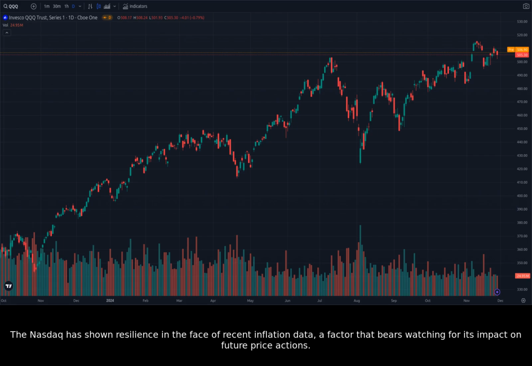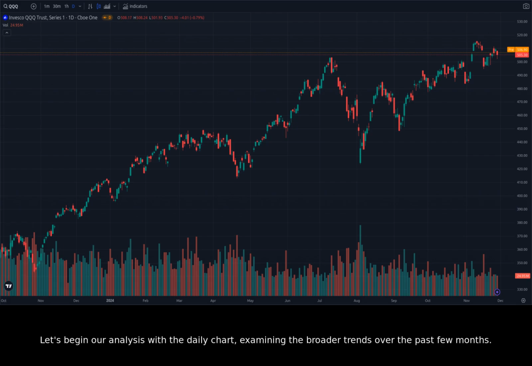The Nasdaq has shown resilience in the face of recent inflation data, a factor that bears watching for its impact on future price actions. Let's begin our analysis with the daily chart, examining the broader trends over the past few months. We can observe a period of consolidation in early October 2024, followed by a decisive upward break. This suggests that buyers are currently in control, at least in the short term. However, we should remain cautious as the overall market environment remains uncertain.